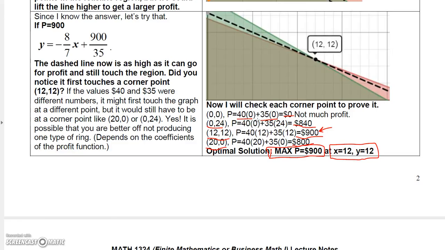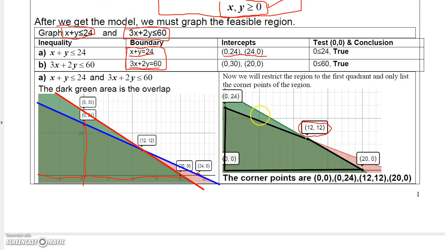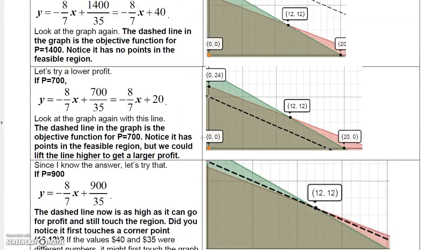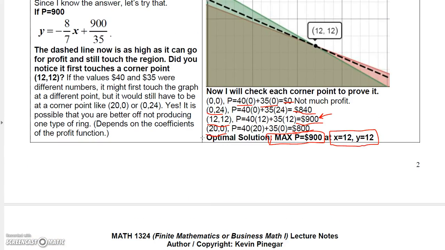And by the way, this was a bounded region up here, because I can draw a circle around it. If you can draw a circle around it, it's a bounded region. And remember, a bounded region has both a maximum and a minimum. We weren't really concerned about the minimum here. The minimum's 0, but that's not what we were concerned with. We wanted the maximum. So that's how you solve a linear programming problem geometrically.